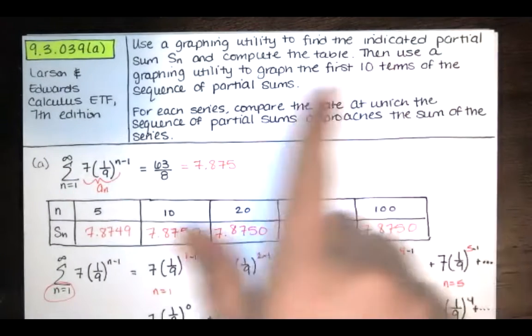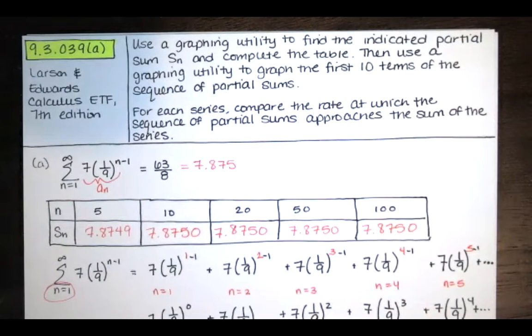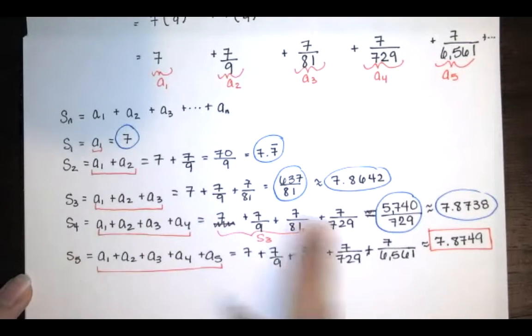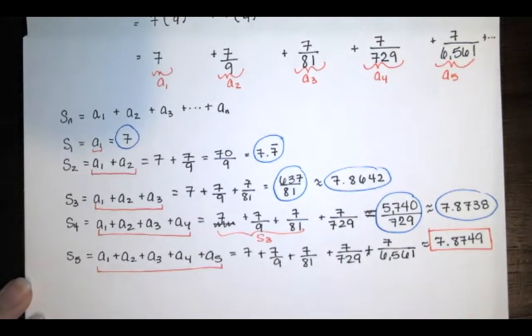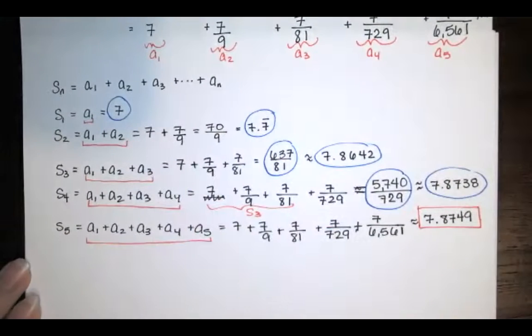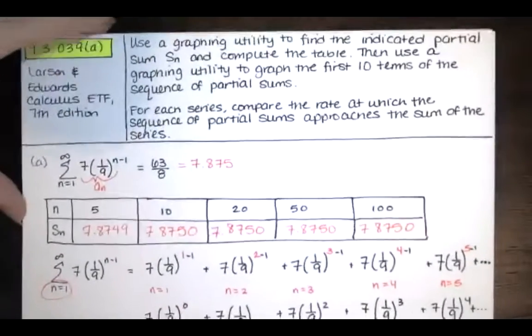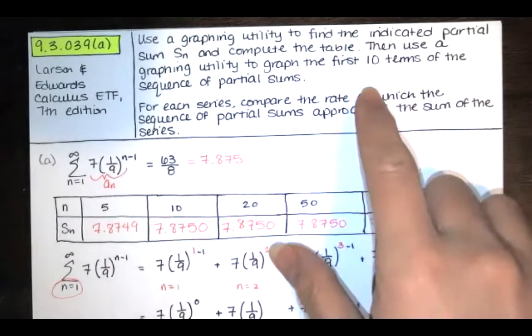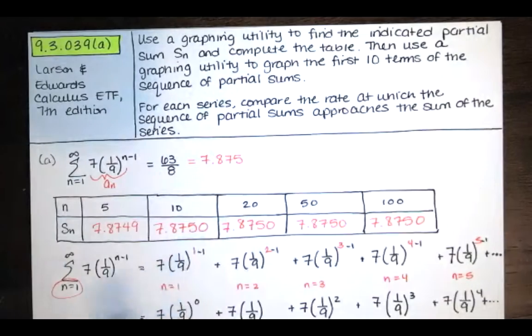Now then it says use a graphing utility to graph the first 10 terms of the sequence of partial sums. Well, that means I want to graph S sub 1, S sub 2, S sub 3, S sub 4, S sub 5, and then I need S sub 6, S sub 7, S sub 8, S sub 9, and S sub 10, which of course I could find using that calculator again, but there's actually a better calculator. Someone else used Desmos to create a partial sum calculator. So we're going to use that one to do this second part where we're asked to graph the first 10 terms of the sequence of partial sums.